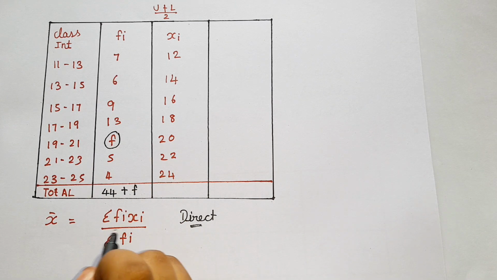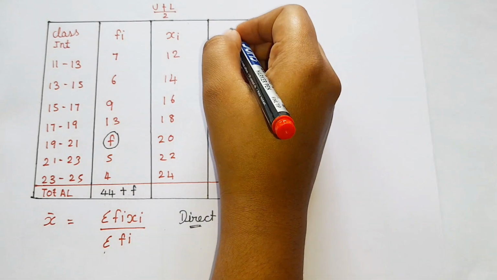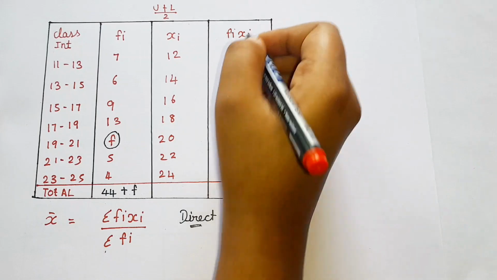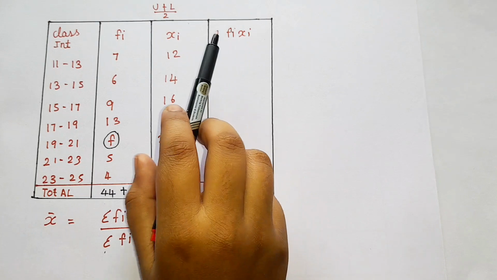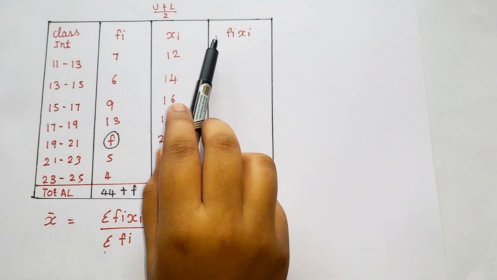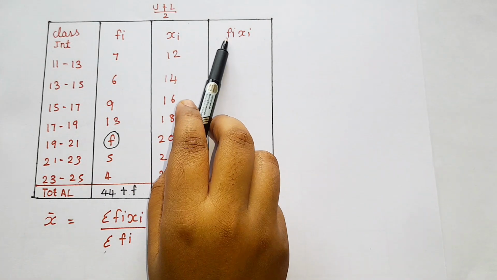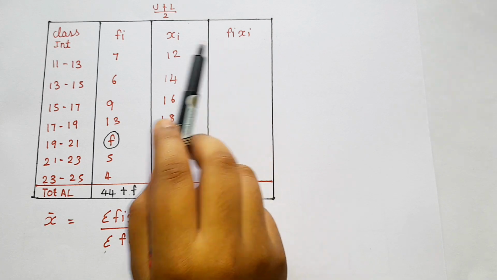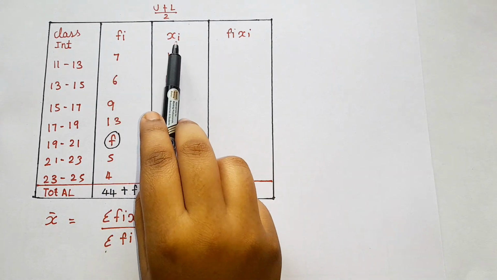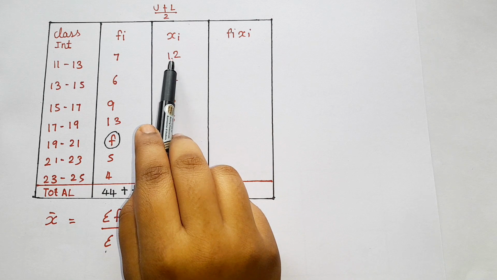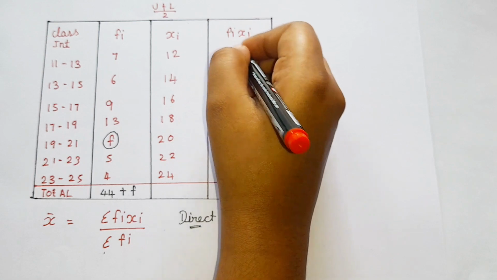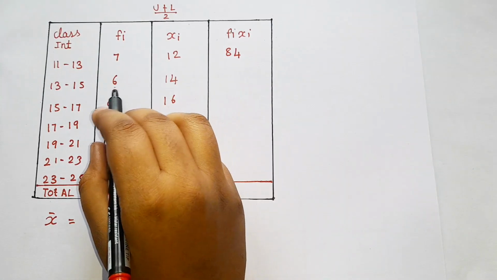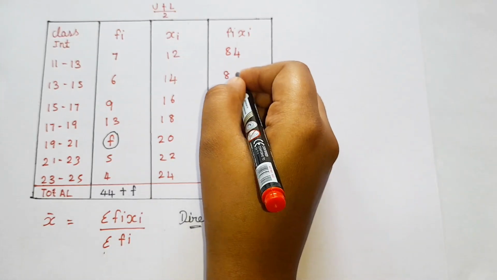Now what we are supposed to find is the Fi Xi value. How to find it? Here it is Fi into Xi, so it is multiplication. Remember, Fi into Xi. Where is Fi? Fi is here, that is 7. What is Xi? Xi is 12 right over here. So 7 into 12 is 84. Likewise, 6 into 14 is 84.